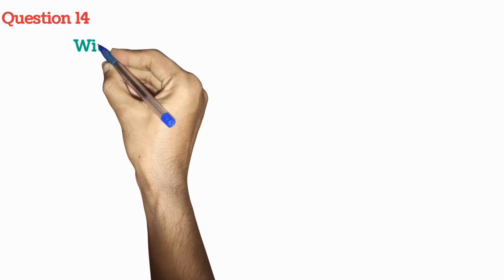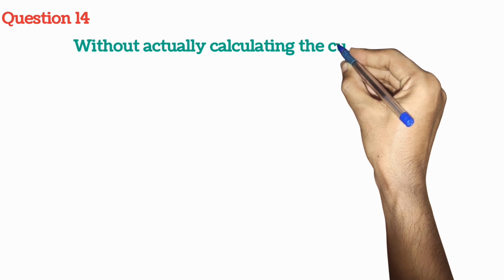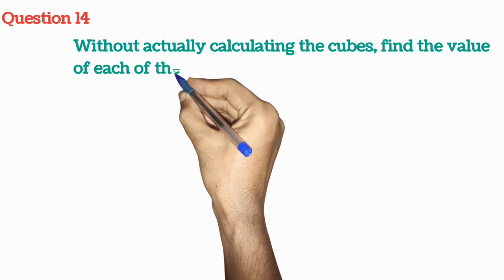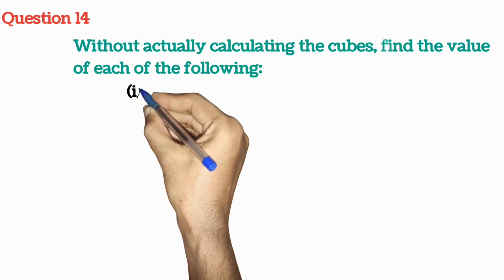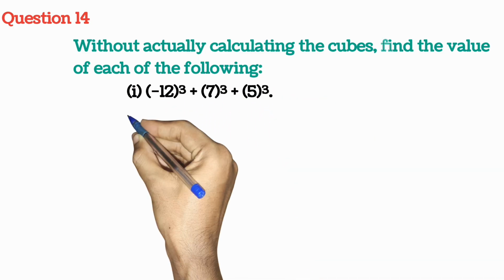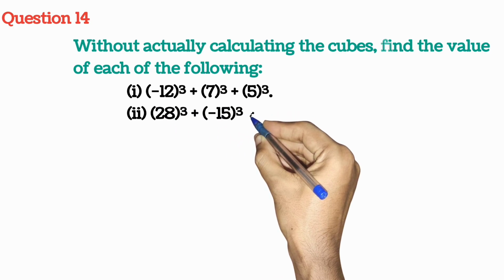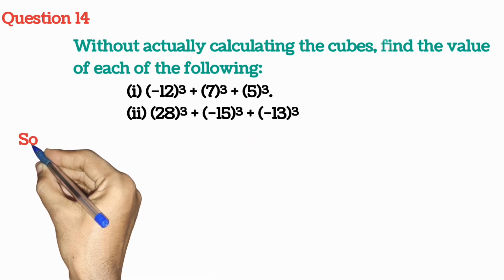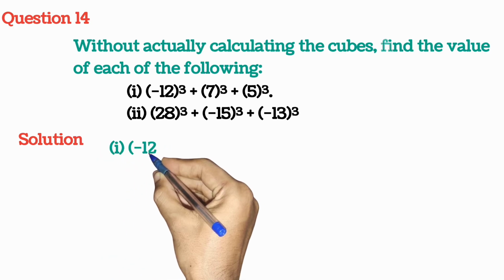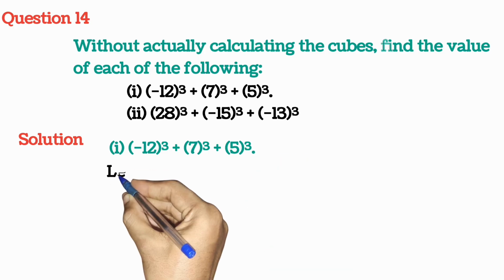Question number 14. Without actually calculating the cubes, find the value of each of the following. First one is (−12)³ + 7³ + 5³. Second one is 28³ + (−15)³ + (−13)³. Solution for this. Now the first one is (−12)³ + 7³ + 5³.